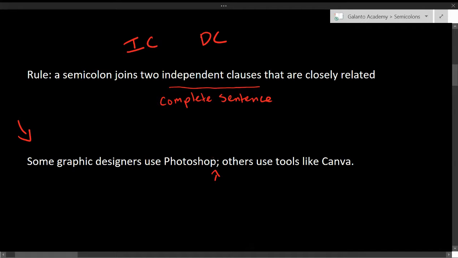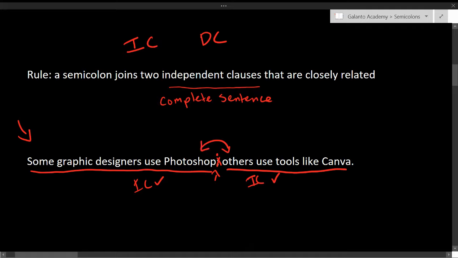So let's check if that would be right. If it's replaced by a period, that would mean we have an independent clause over here and an independent clause over here. Some graphic designers use Photoshop. Yep, that's an independent clause. Others use tools like Canva. Yep, that's an independent clause. And they are closely related. They're talking about the same subject here.